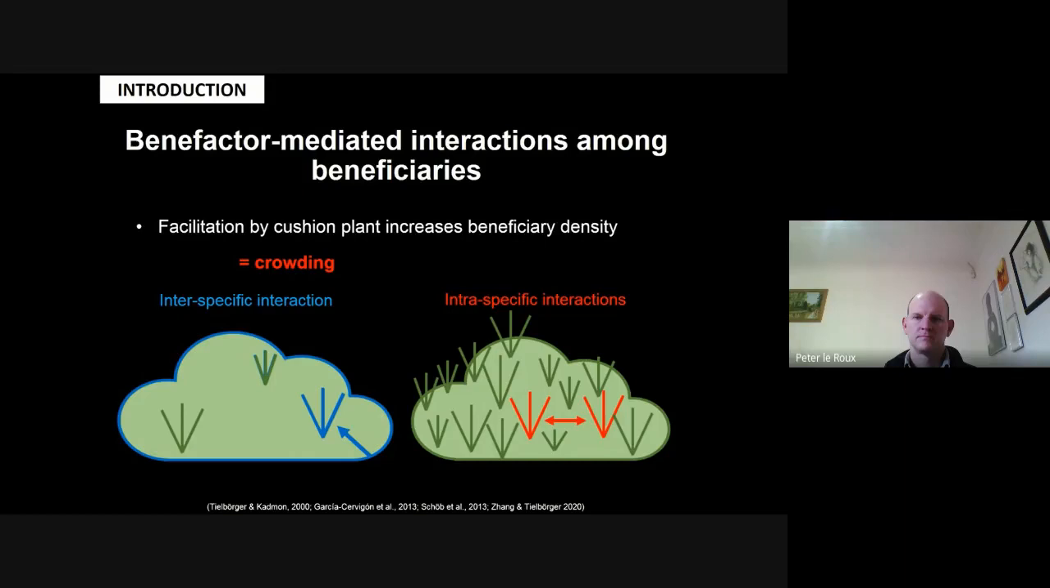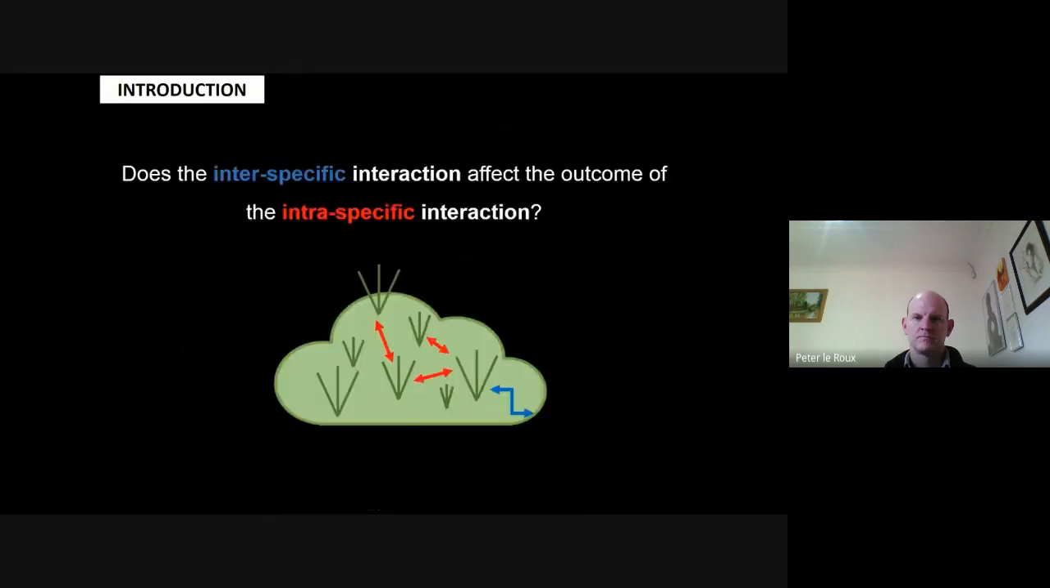However, it is also possible that beneficiary species could benefit from higher densities. For example, they may benefit by sheltering each other from strong winds or by increasing substrate stability. Therefore, the aim of this study was to test whether interspecific facilitation between a benefactor species and a beneficiary species mediates the outcome of intraspecific interactions within that beneficiary species.